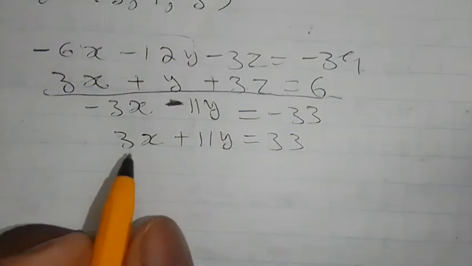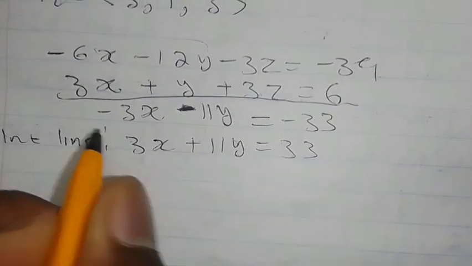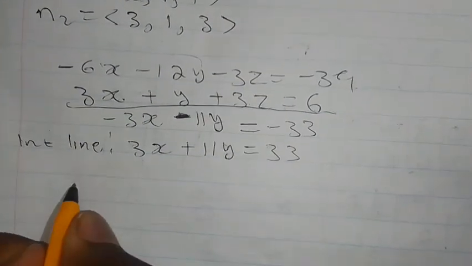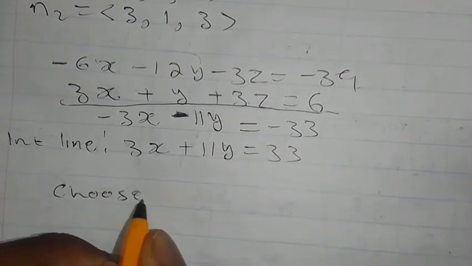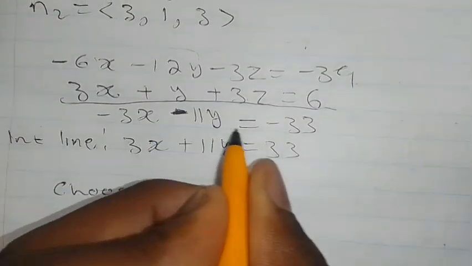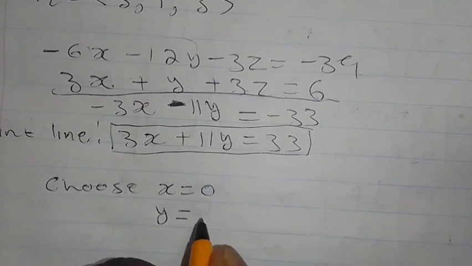This is the intersection line. This is the line in which these two planes intersect. Now, choose x = 0 in this line. If x = 0, what's the value of y? You plug in 0 and solve for y, and when you solve for y, you get y = 3.